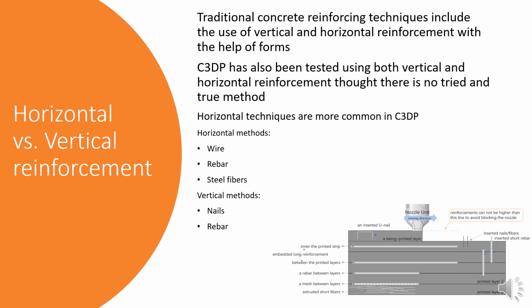And in the text box to the right, it states, reinforcement cannot be higher than this line to avoid blocking the nozzle. This is what I was referring to when I was talking about the interference with the mechanism. Though, you can still insert the small nails or rebar vertically.